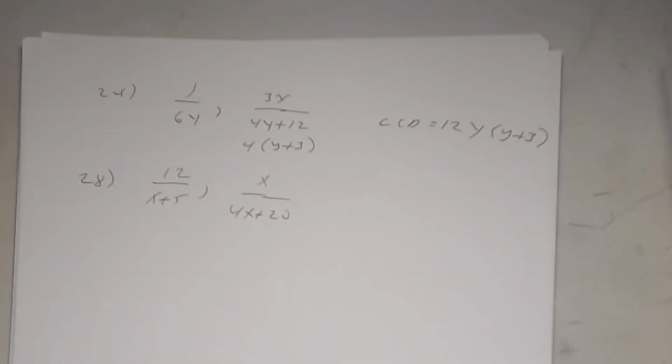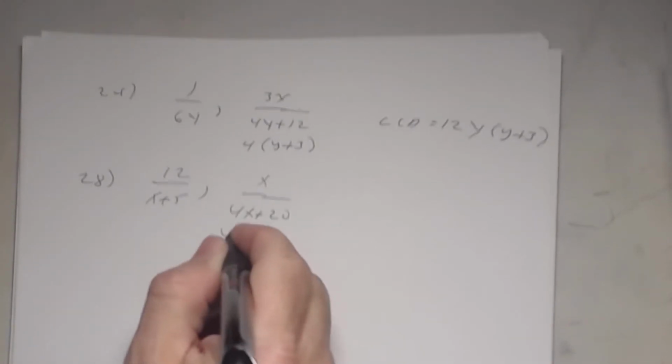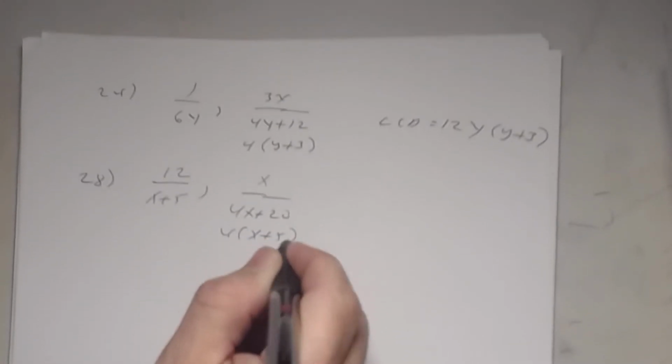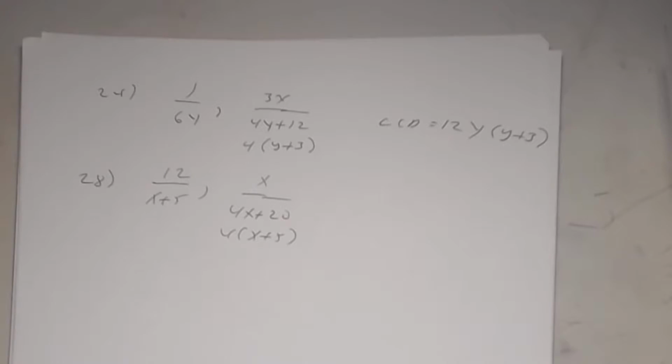So if you're adding or subtracting, you have to find the least common denominator. But before you find the least common denominator, you have to do what first? Factor. Factor the denominators. Can I factor that first denominator? No. Can I factor the second denominator? Yes. How do you factor the second denominator? Factor out a 4. 4 times x plus 5. All right, so I factored.